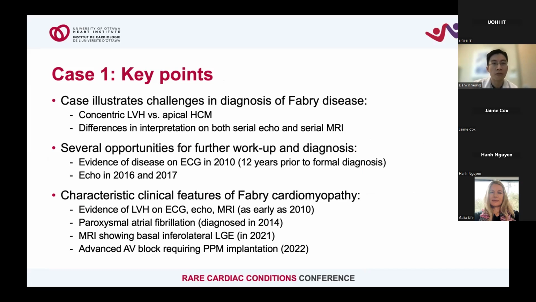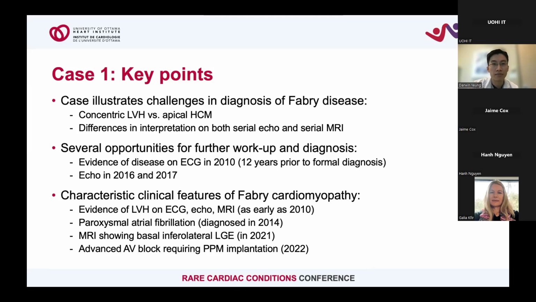So the key points for this case, the reason why I brought this up, was I think it really illustrates some of the challenges in diagnosis of Fabry disease, at least from the cardiac perspective. The pattern of left ventricular hypertrophy oftentimes is concentric, and again can be confused with the more common causes like hypertensive heart disease. Whenever we see an apical pattern of hypertrophy, we often think immediately of apical variant HCM rather than Fabry disease. And as we saw in our example, there were differences in interpretation in both the serial echo and serial MRI.